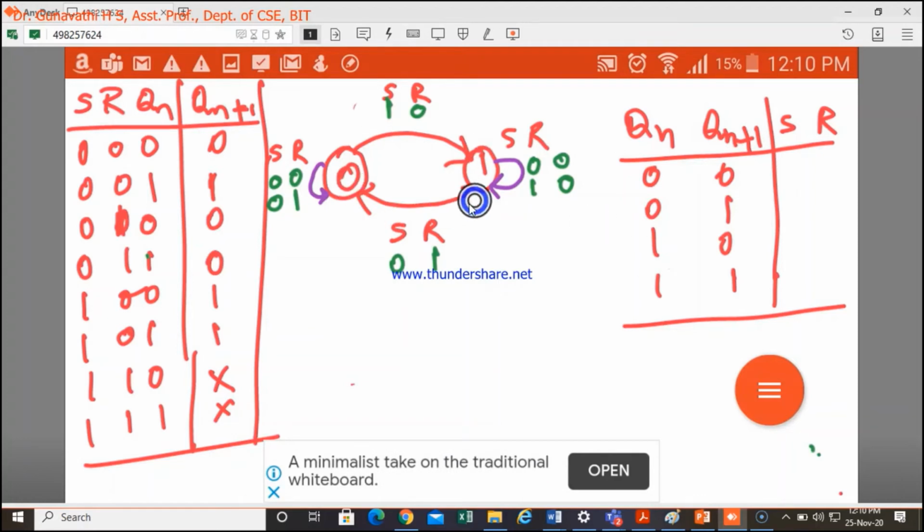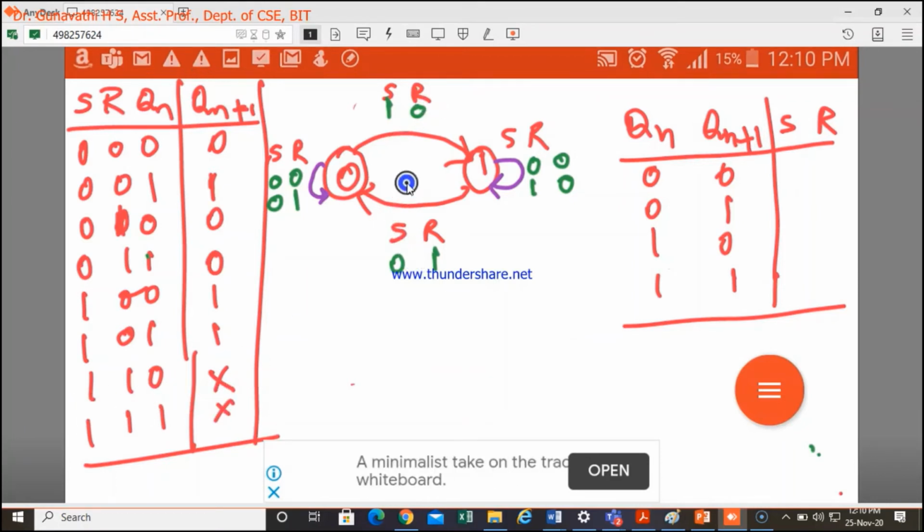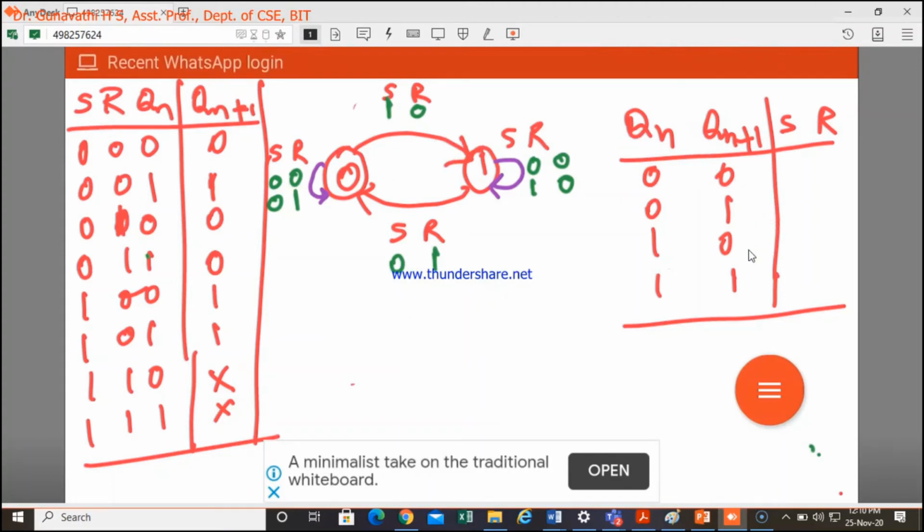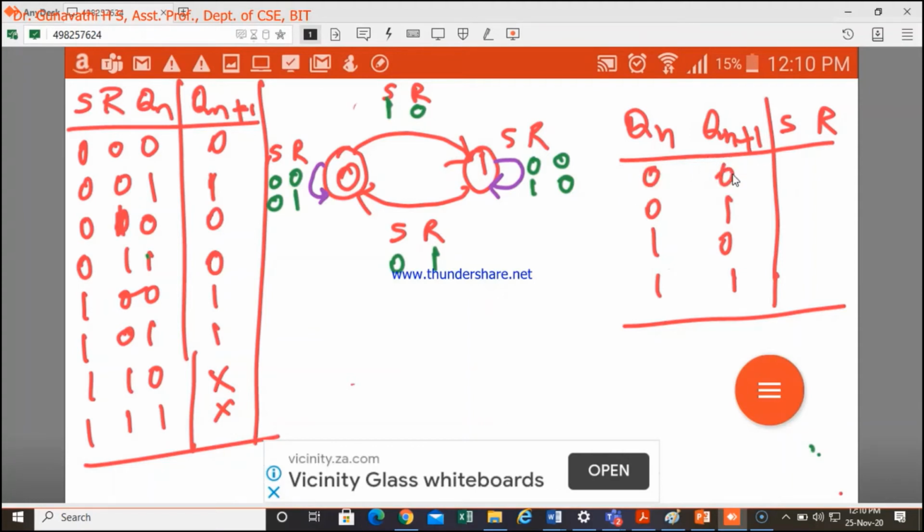Now we need to write the excitation table. Look into this and write down this. Please pay attention here. It's not so simple. In the last two cases we have not considered here, and in order to transfer the state transition diagram to an excitation table, when Qn and Qn plus 1 was 0 0, so 0 to 0 transition, when S is 0, in both cases R is changing, means R is don't care. So S is 0, R is don't care.